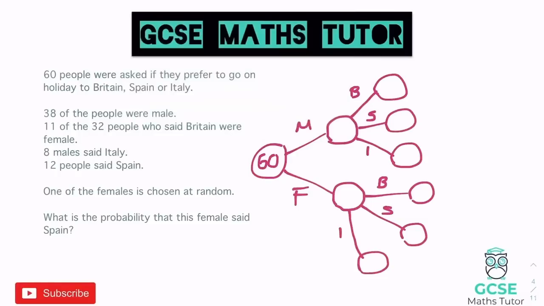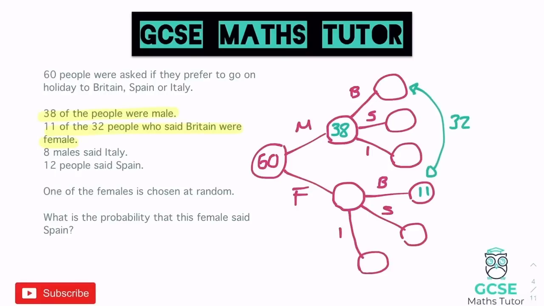So we've got 38 of the people were male. So straight away we've got 38 that are male that can go in there. It said 11 of the 32 people who said Britain were female. So we don't have a total column this time, but we've got 11 were female. So down the female that said Britain, we've got 11 there. And it's told us it's out of 32, so it's told us that these 2 here have to add up to 32. Okay, I'll just leave that there for the moment, we'll deal with that in a sec.